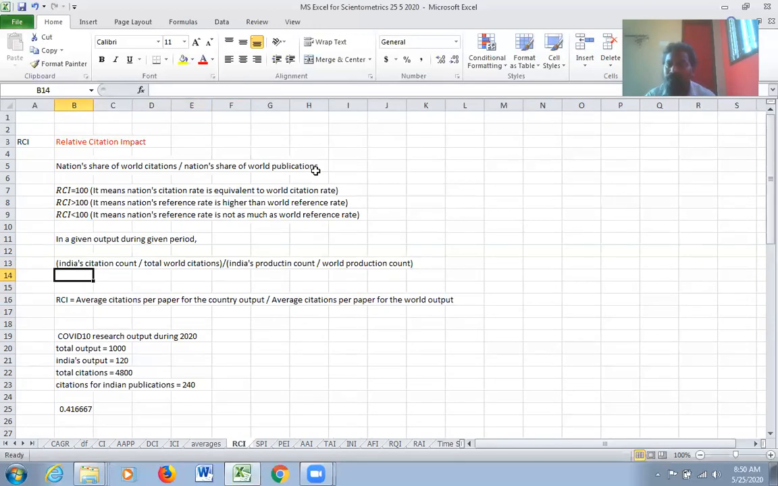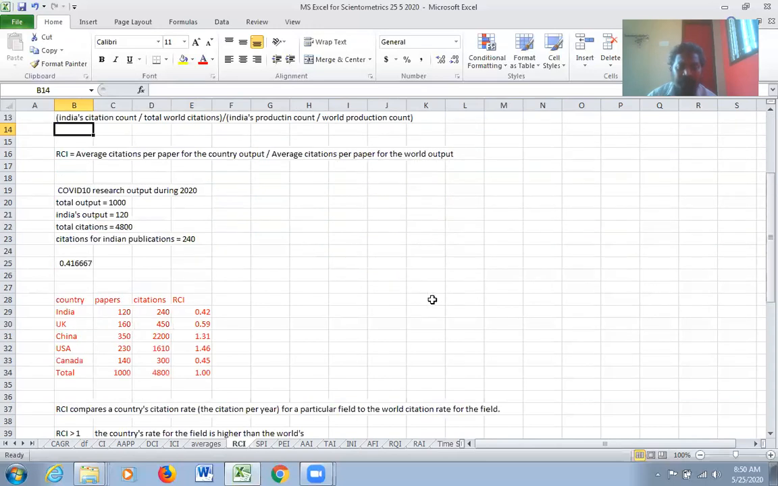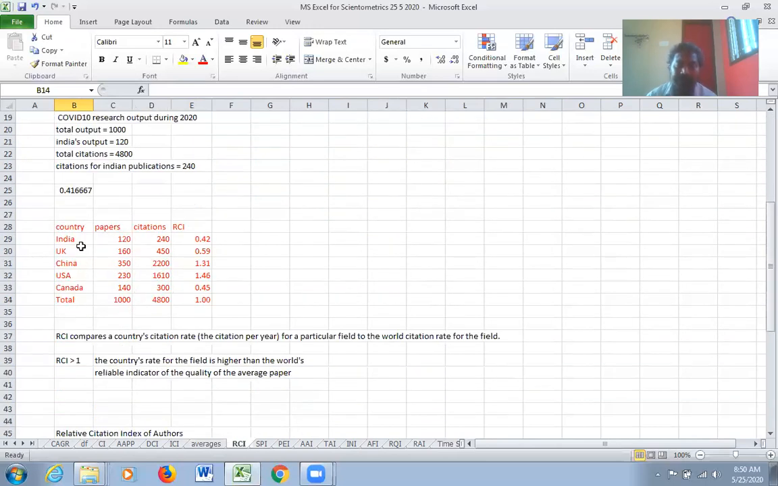This is the first portion. And the second part is India's production count divided by world production count. If you take these two and divide, you will get relative citation impact. It's very simple. Okay. For example, let us take an example here. You take India. India has got 120 papers, and India got 240 citations. If you take the entire world, we have 1,000 papers, and the world has got 4,800 citations. Right? How to calculate RCI?